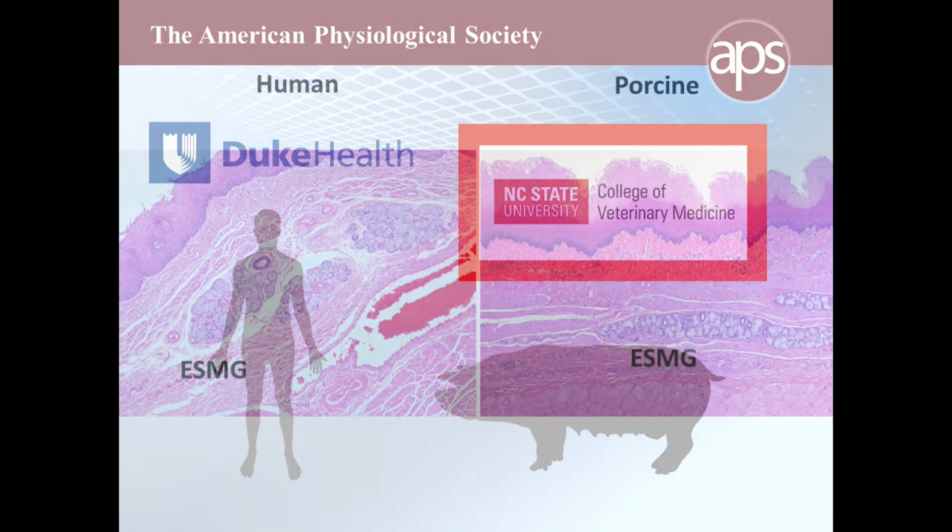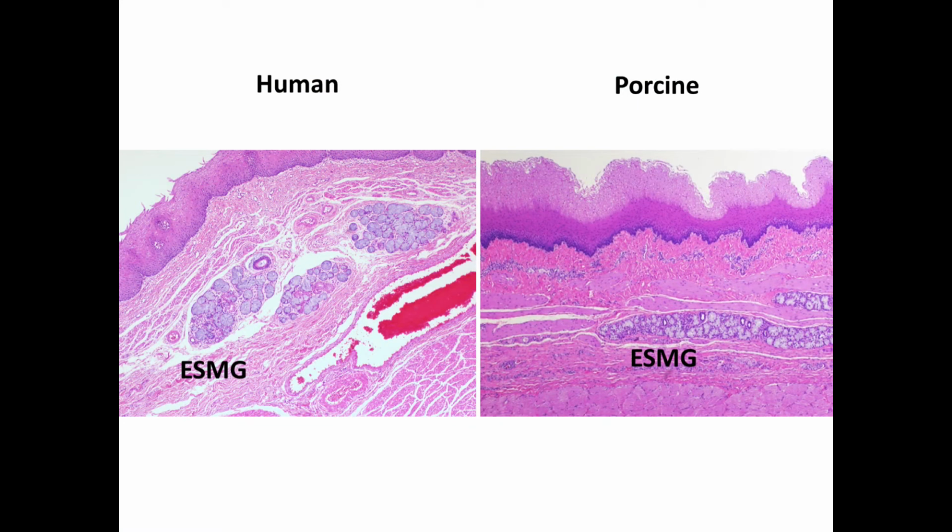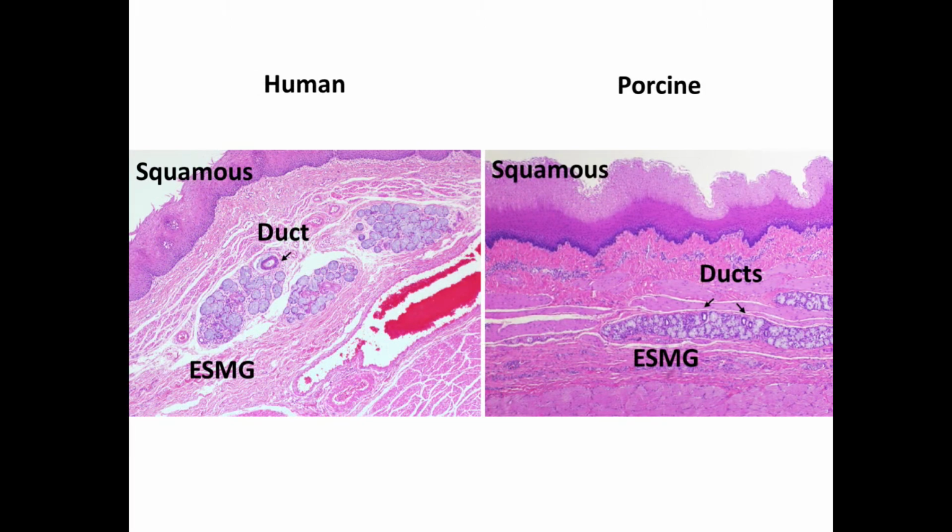As you can see in these slides comparing the histology of pig and human esophagus, there are several similarities. Both the pig and human esophagus contain submucosal glands. There are ducts within the esophageal submucosal glands, and these ducts wind their way to the lumen of the esophagus. Both the human and porcine esophagus is normally lined with a stratified squamous epithelium.